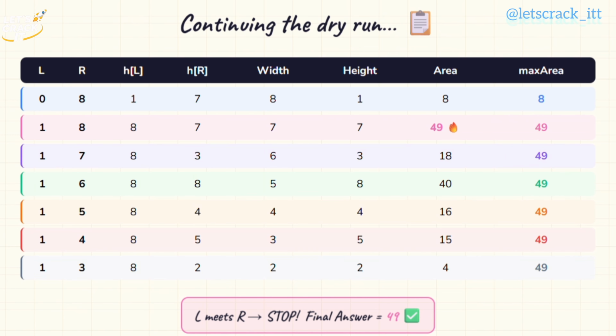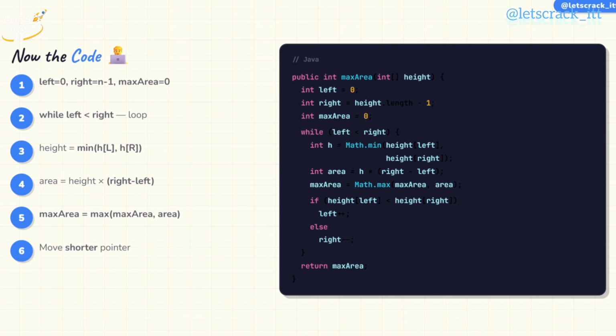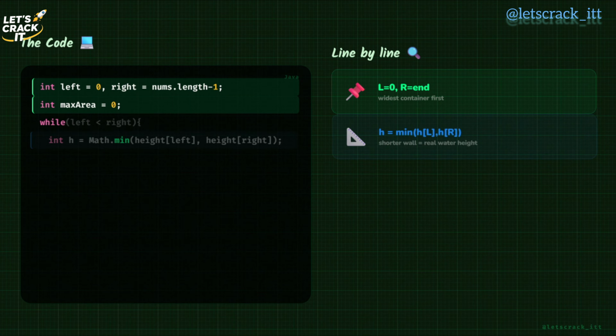Now let's understand the code quickly. We start with left equal to 0, right equal to array length, which is height dot length minus 1, max area equal to 0. Now we run a loop while left is less than right, meaning until both meet. Inside the loop, first we calculate the height, meaning minimum of height of left comma height of right, because water depends on the smaller height.